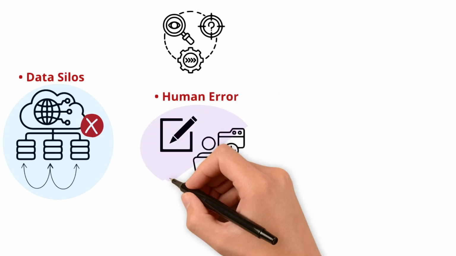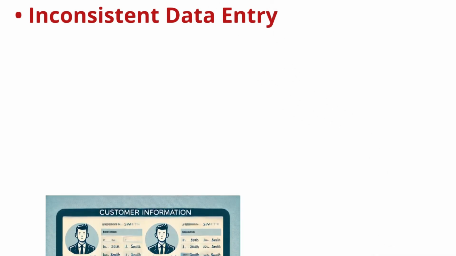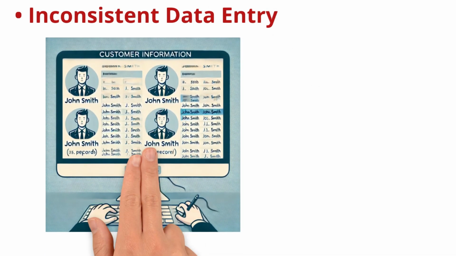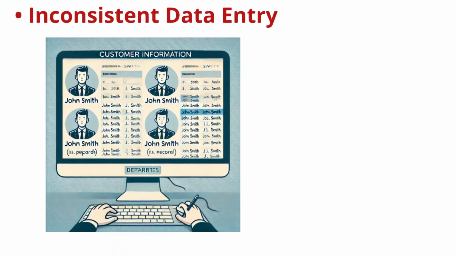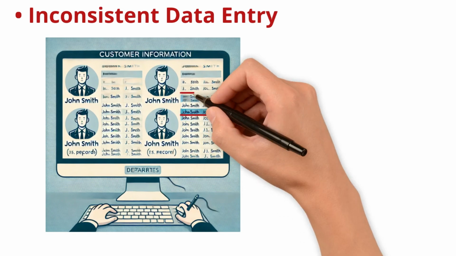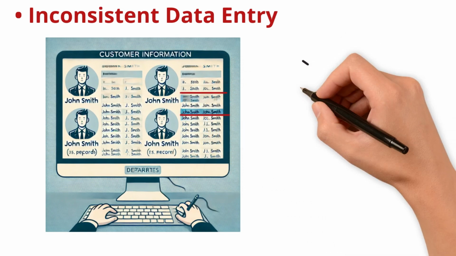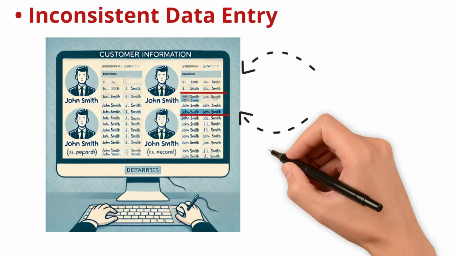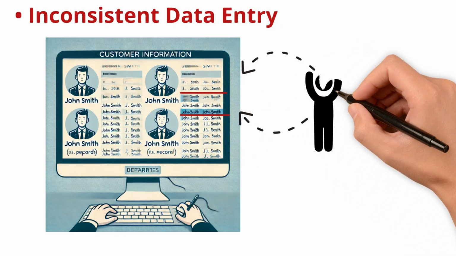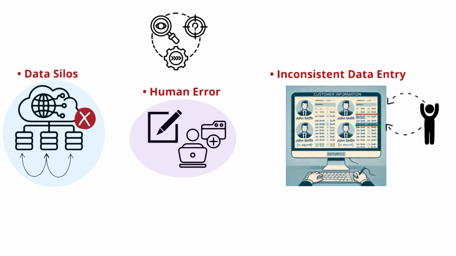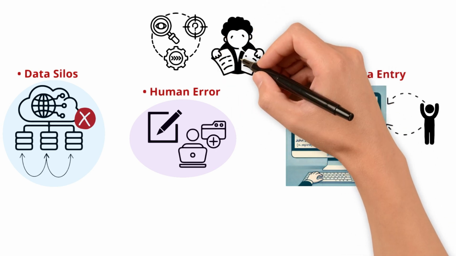Also, inconsistent data entry. If customer information is entered differently each time, say for example, John Smith versus J. Smith, it might be seen as separate entries even though it is the same person. So that's where duplicate data stems from.